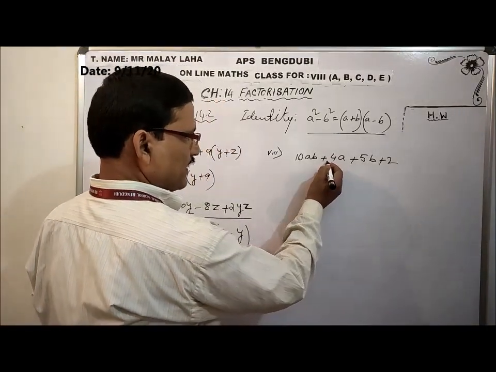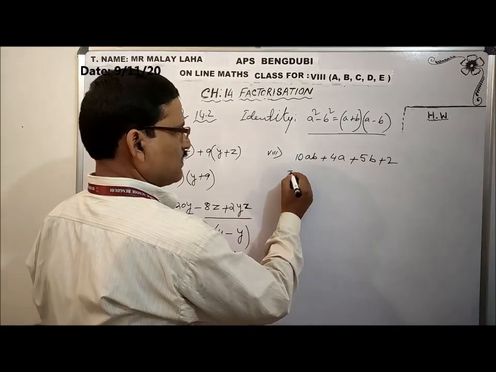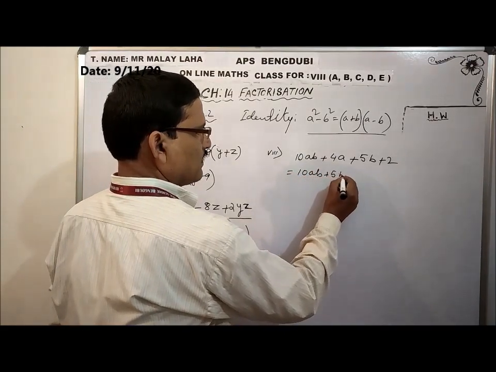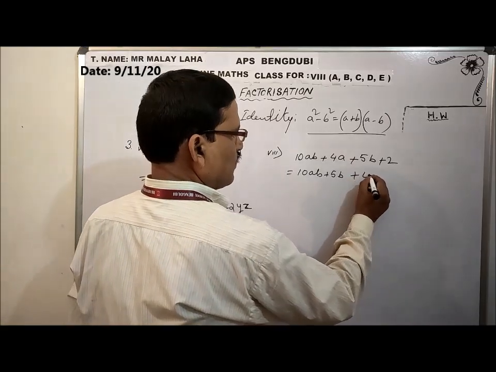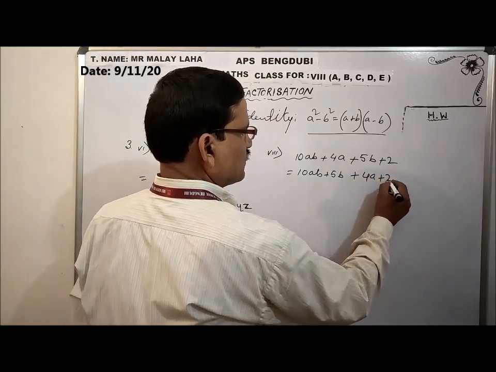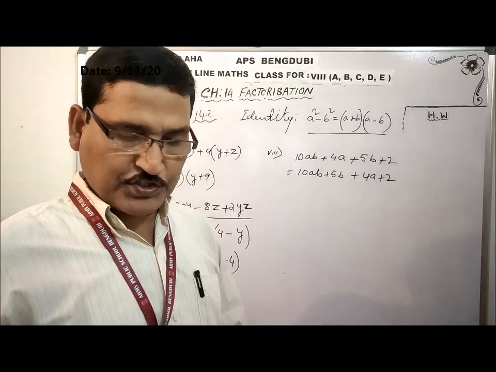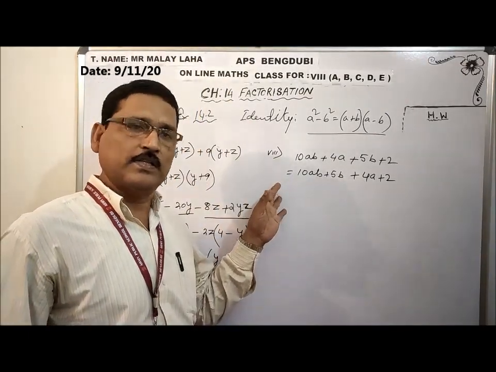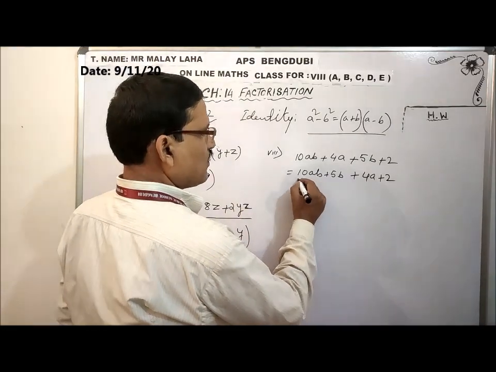If I write 5 here, it will be better to take common. So 10ab plus 5b, okay, and then 4a plus 2. If you do not change, no problem, but if you reschedule it, then it will be very good. Now what is the overall common?